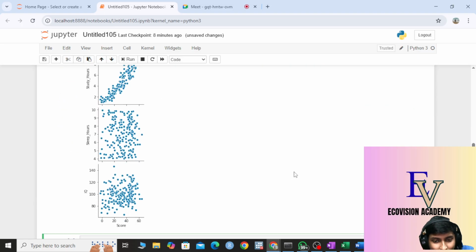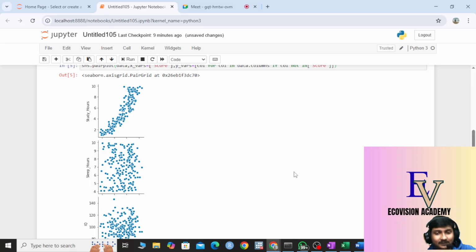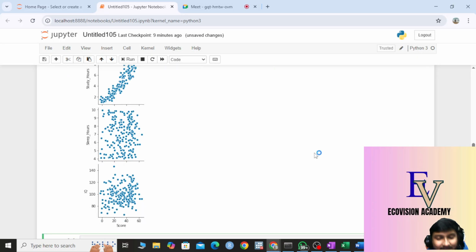How many scatter plots have been generated? Just see how many scatter plots have been generated. What is the y-axis for all the scatter plots? Can you answer? What is the x-axis for all the scatter plots? I am sorry, four. Score. You can see the score is written at the bottom.